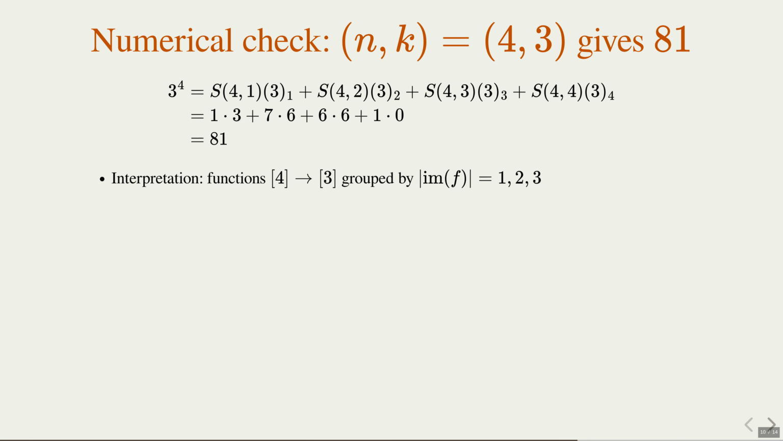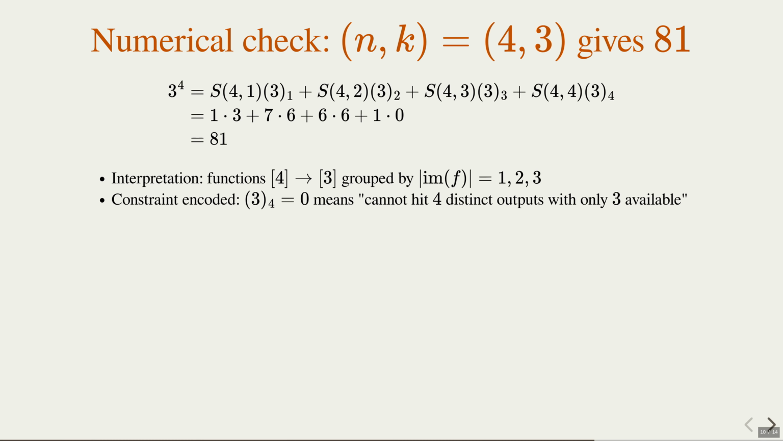So 3, 42, and 36 are literally the counts for using exactly 1 output, exactly 2 outputs, or all 3 outputs. Right? The algebra refuses to count impossible functions. That is one reason falling factorials are the perfect language here.